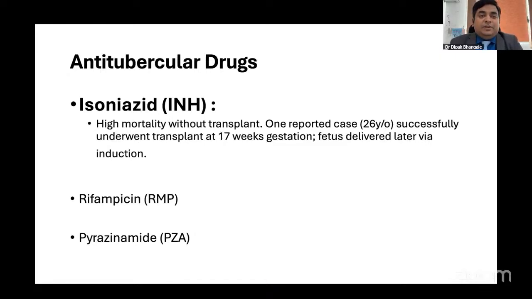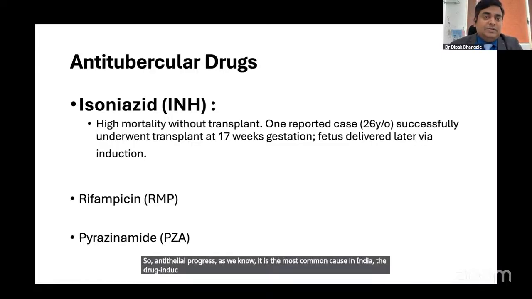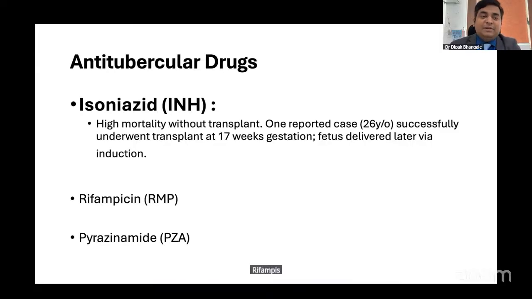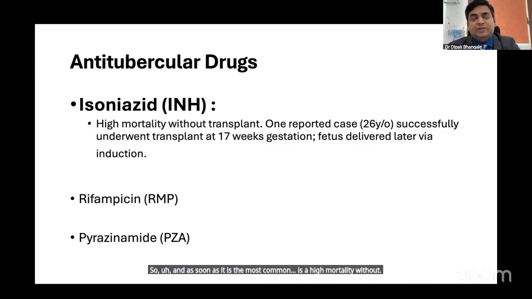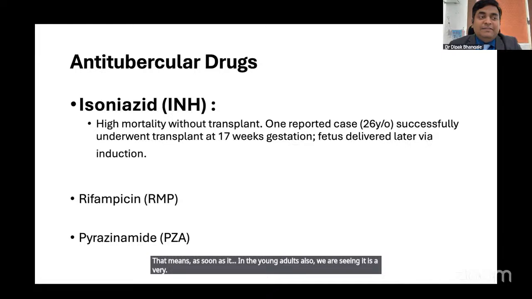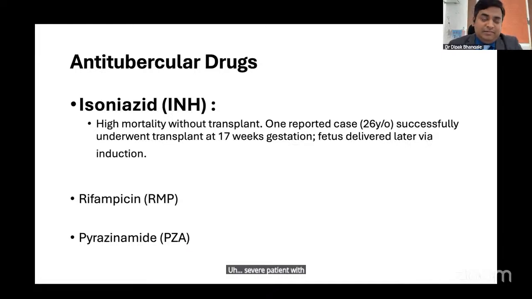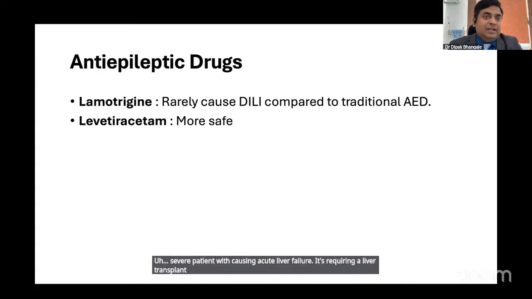Antitubercular drugs, as we know, are the most common cause of drug-induced liver injury in India. Isoniazid is the main culprit. Rifampicin and pyrazinamide are also known to cause liver injuries. Isoniazid is the most common, with high mortality, and even in young adults we are seeing very severe patients with acute liver failure, sometimes requiring a liver transplant also.